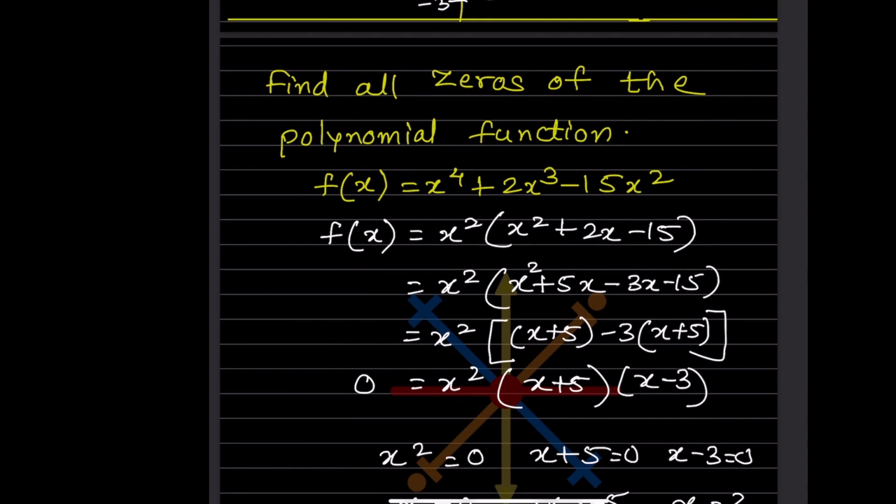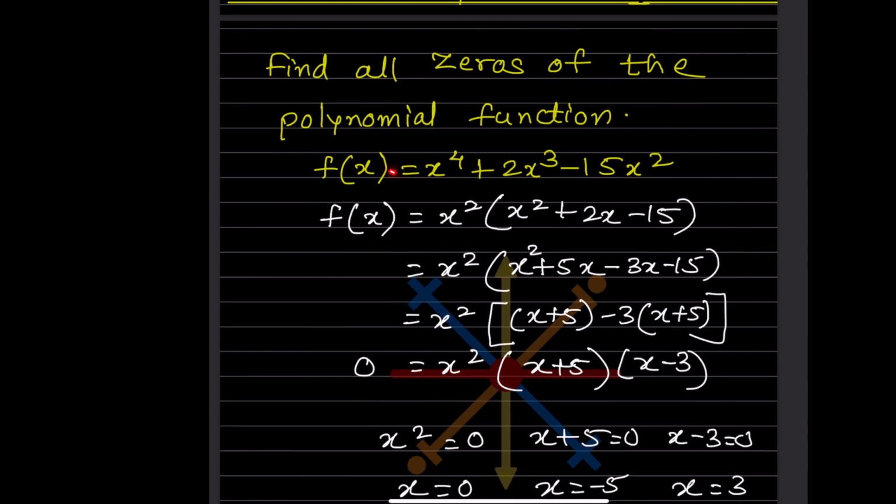Now find all zeros of the polynomial function f of x equals x raised to 4 plus 2x cubed minus 15x squared. So now what will you write here? f of x is, from this one, what are you going to take? You are going to take x squared common. So what remains is x squared plus 2x, and minus 15.